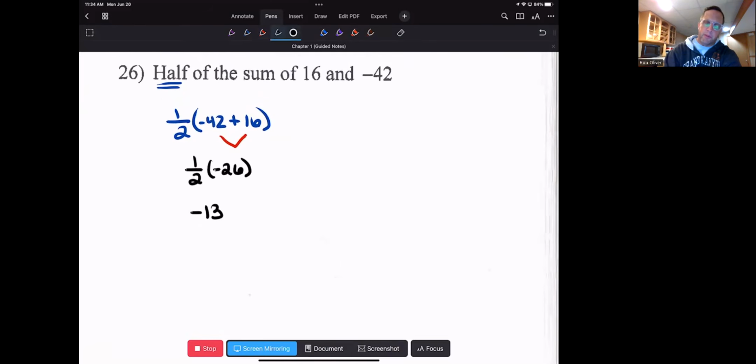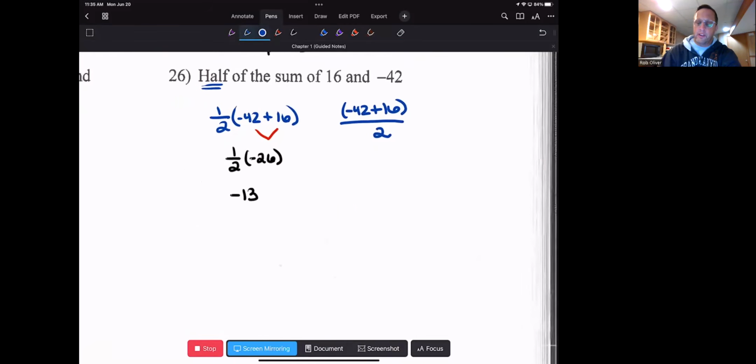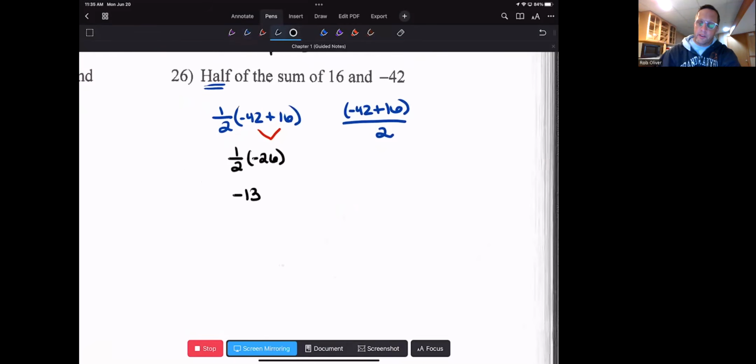And the other way to do this would have been pretty much the same thing. We are doing the same thing arithmetically. We're going to do negative 42 plus 16, and then just divide all that by 2, which is essentially the same answer. So negative 42 plus 16, we already know is negative 26. And negative 26 divided by 2 is negative 13. Same result.